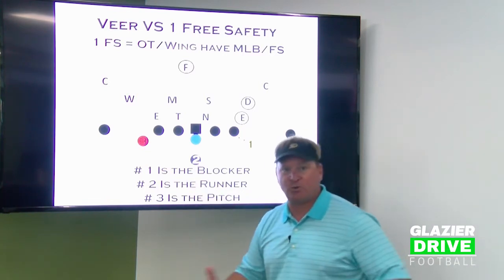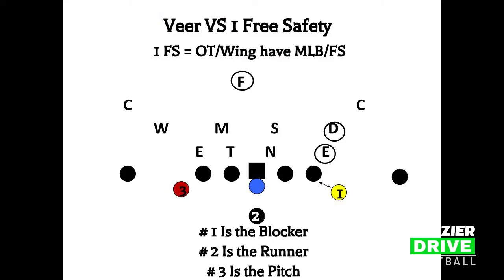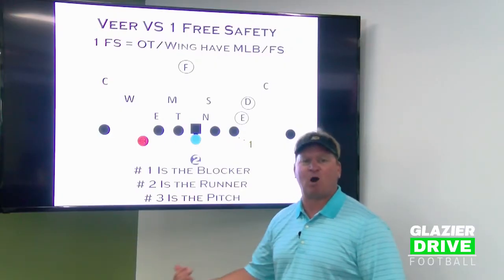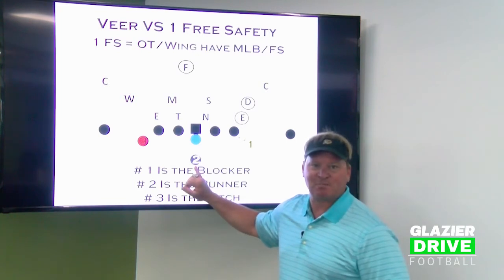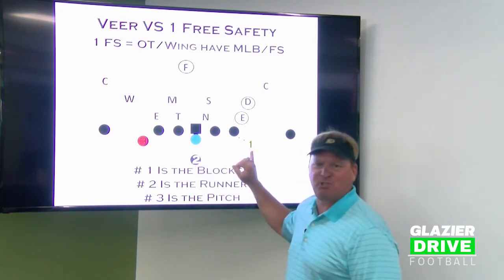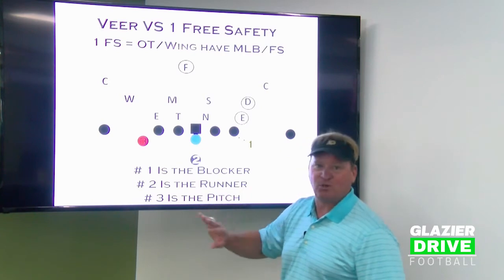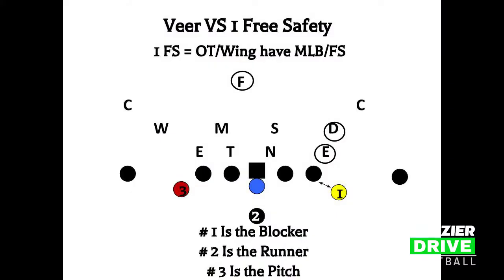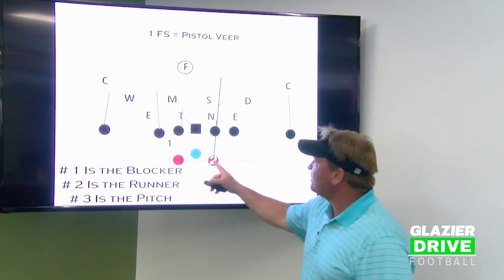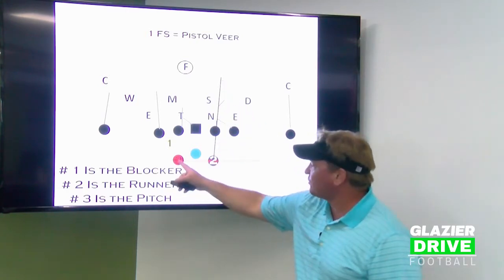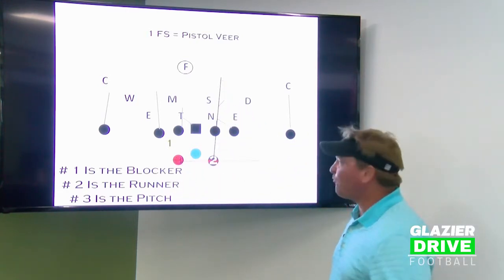So who's 1, who's 2, who's 3? Sometimes we let our kids have the freedom: I'll be 1, I'll be 2, I'll be 3. Honestly, 2 really doesn't have a choice because he gets the mesh, so number 2 is always 2. But let's take a look. Look at that, 1 is the blocker. One safety rule: I have middle linebacker to free safety. 2, you're the runner, you're going right over the guard. 3, you're the pitch. Multiple formation.